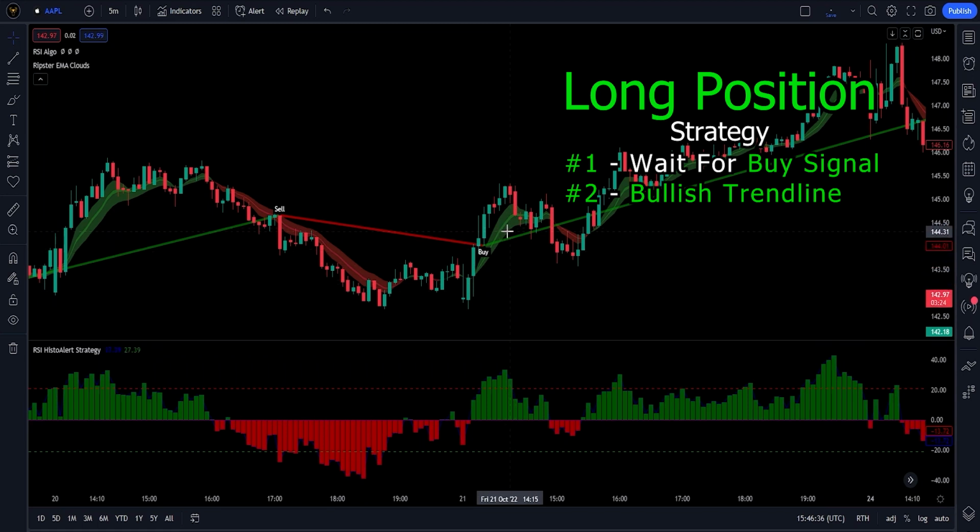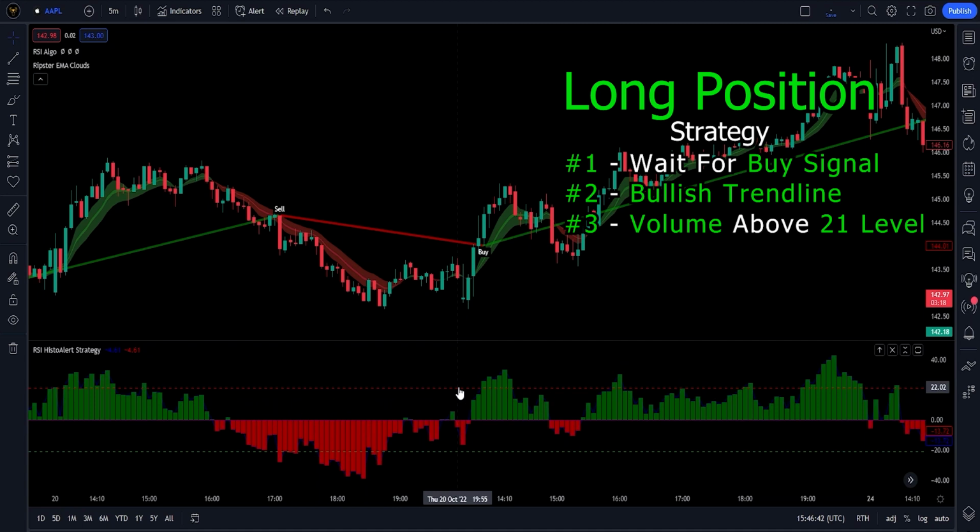Now, the last thing we need is for market volume to be just right. Rule number 3, volume indicator must have a value above the 21 level line. Remember when we set our Histo Alert inputs to -21 and +21? This is exactly why we did that. When the market volume is above this line, we know for a fact that we are heading towards a bullish market, and that we should enter a long position.